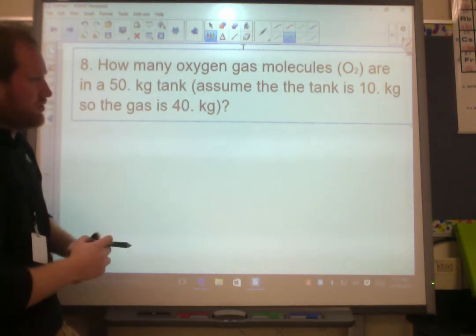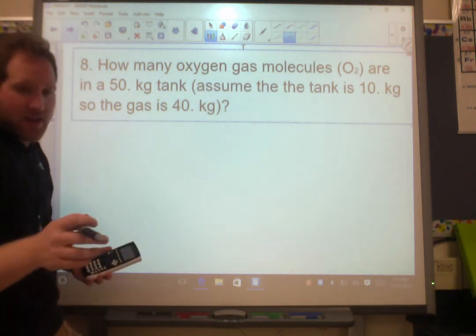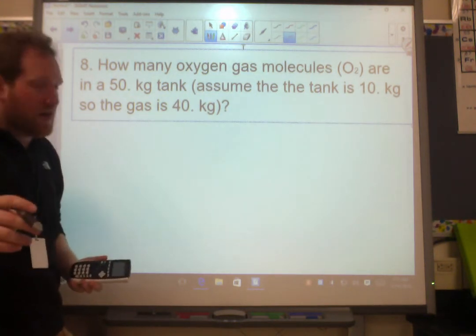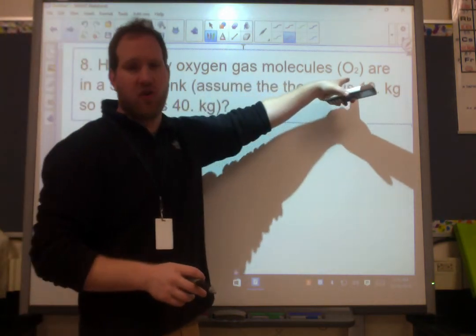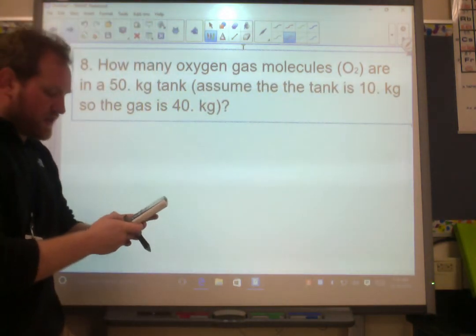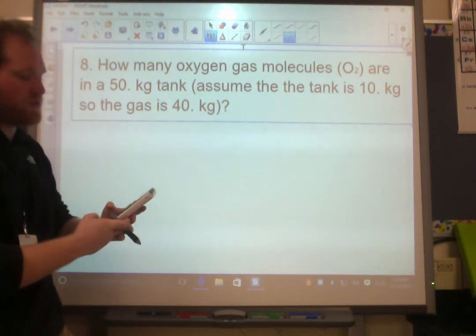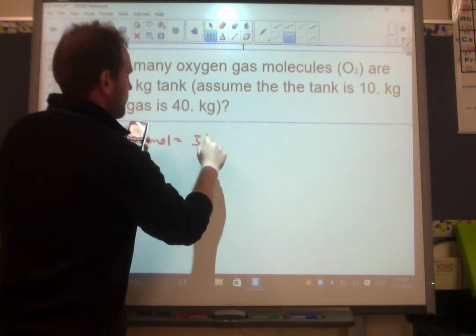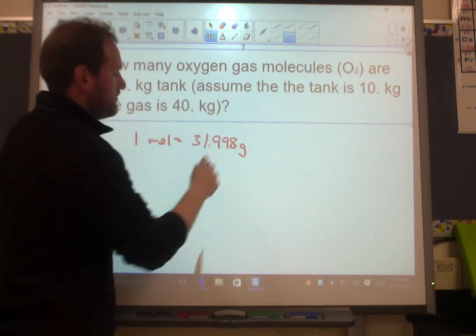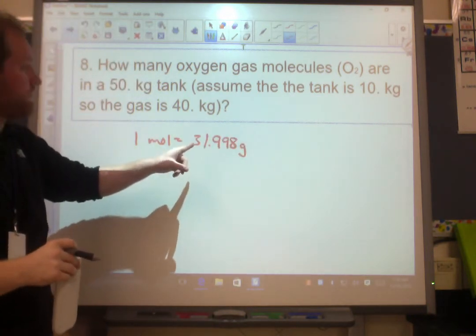And to do that, we need the molar mass. On the periodic table, oxygen is 15.999, but I'm not just talking about oxygen atoms, I'm talking about oxygen gas molecules, which is O2. So we're going to say 15.999 times 2. So 1 mole equals 31.998 grams, okay? Because it's O2, it's not O.